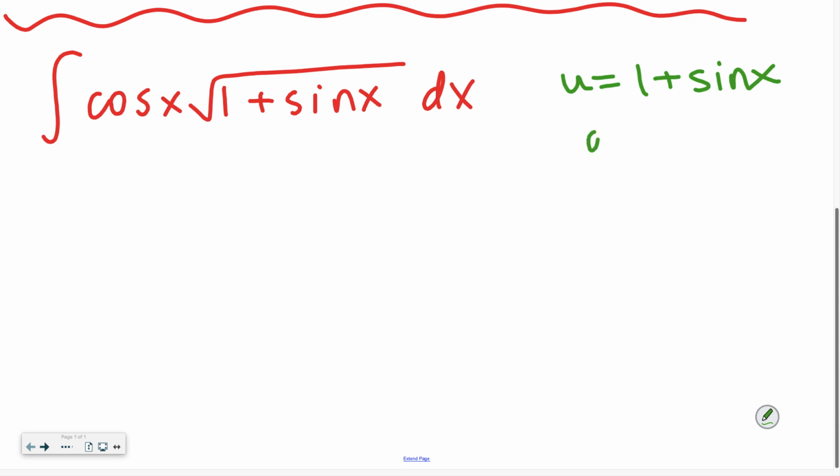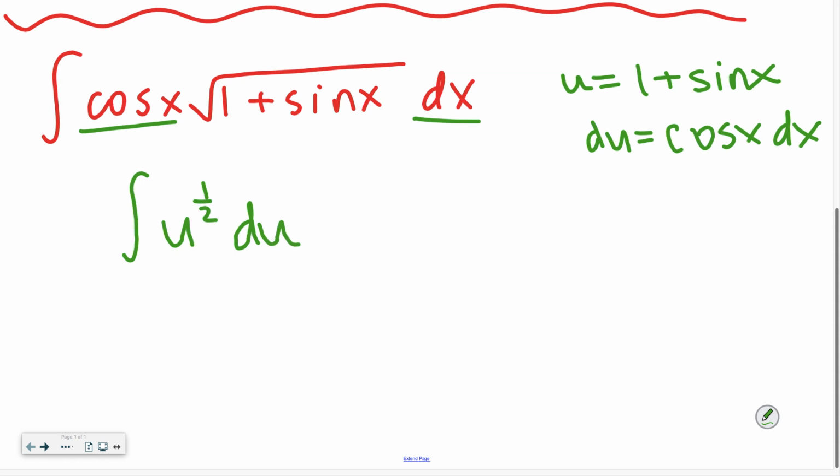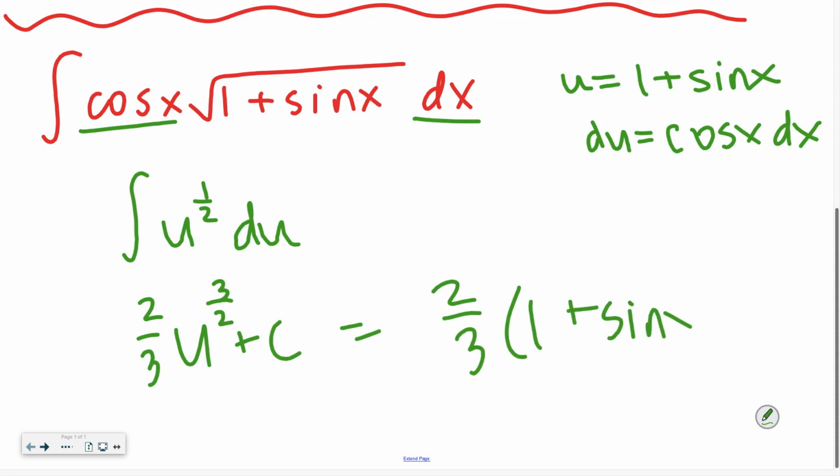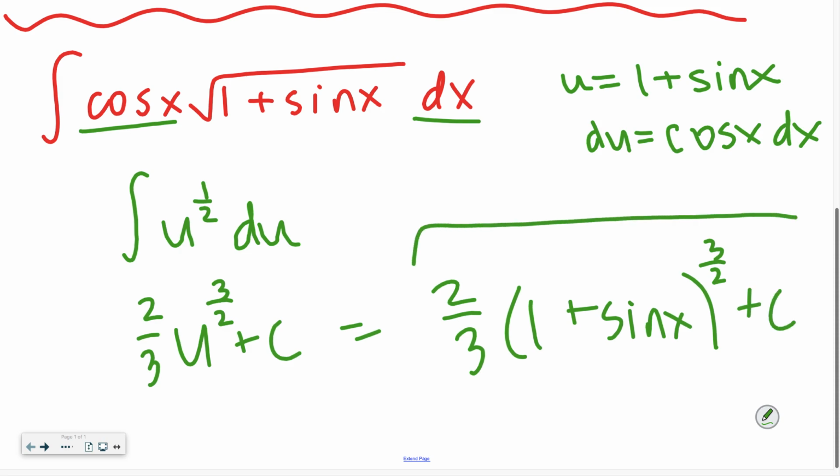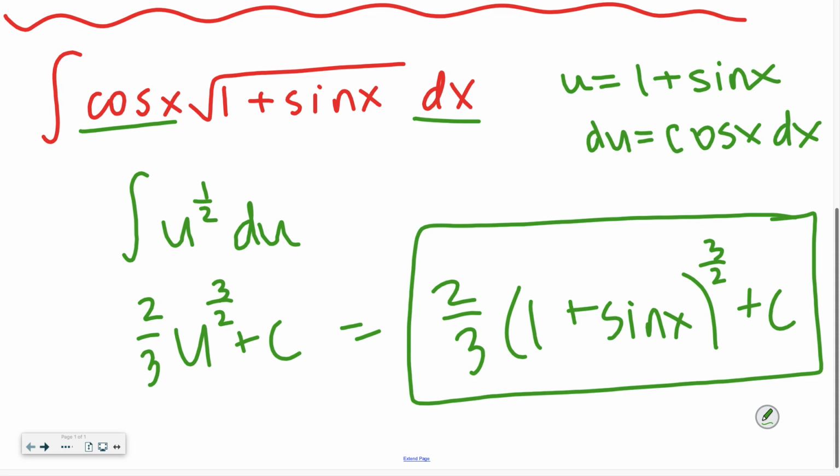If u is 1 plus sine of x, then du is cosine of x dx. And do we have cosine of x dx in our integral? We do. So this becomes u to the 1/2 du. Look how simple that. This antiderivative is u to the 3/2 times 2/3 plus c. So we change u back to its function in terms of x. We have 2/3, the quantity of 1 plus sine of x to the 3/2.